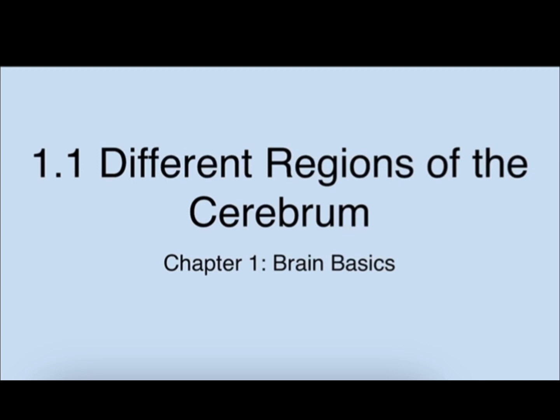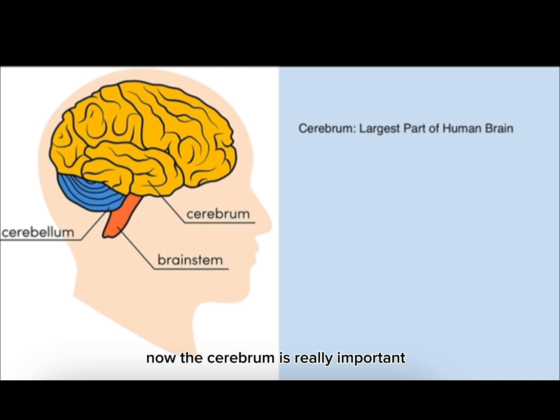1.1 Different regions of the cerebrum. Now the cerebrum is really important because it's the largest part of your brain. It actually constitutes about 83% of the space in your brain. So again, important. This guy right here.